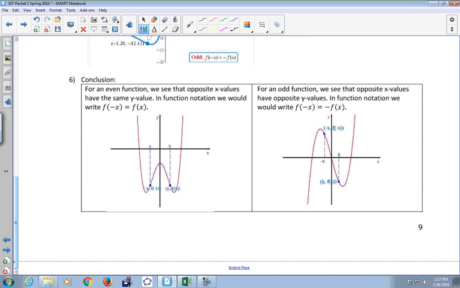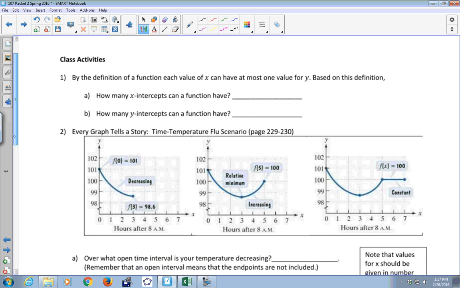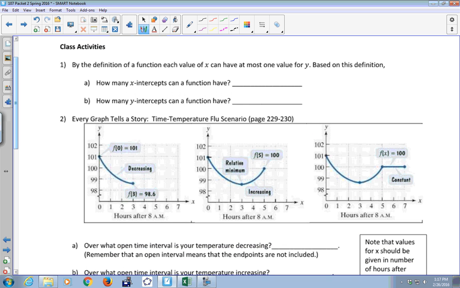Is that really the whole demo? That is. Okay, you get a short one today for a lecture. You can start the activities, and I'll be around to answer questions.